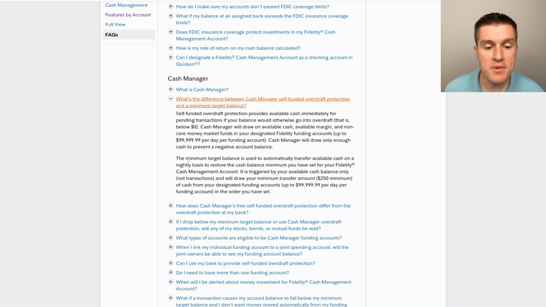Now, the minimum target balance is used to automatically transfer cash on a nightly basis to restore cash to the minimum you have set for your Fidelity cash management account. It is triggered by your available cash balance only, not transactions, and withdraws a minimum transfer amount of $250 from your designated funds, up to $100,000 per day, in the order you've set. So, like I said, there are two different features.